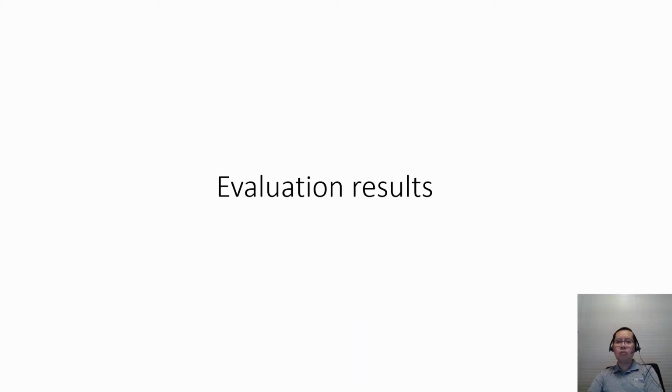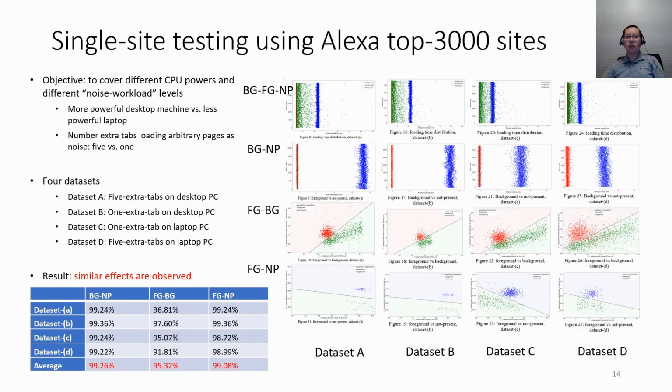Let me now present the evaluation results. We use the Alexa Top 3000 sites to do an evaluation to cover different CPU powers and different noise workload levels. Specifically, we test on a more powerful desktop PC and a less powerful laptop PC. We create different numbers of extra tabs loading arbitrary pages as noise.